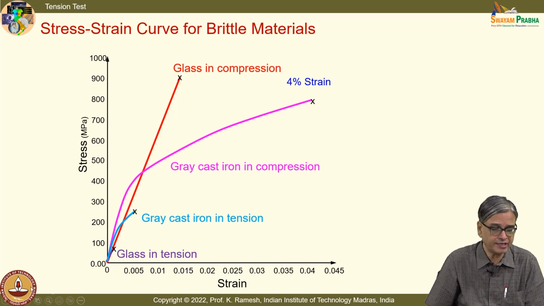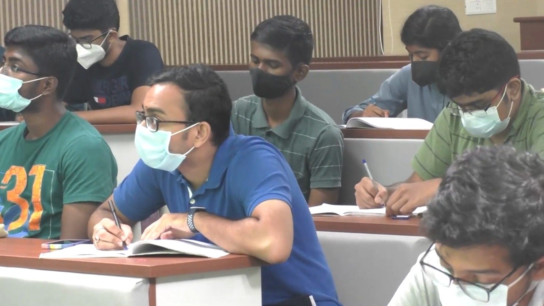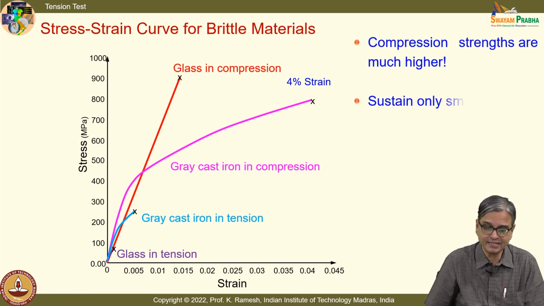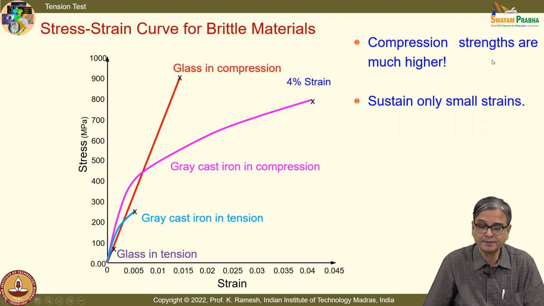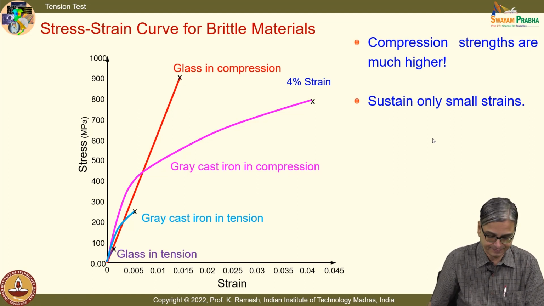Have you drawn the axis with numbers? Because I would like you to be sensitized on the numbers. It's very important. You should feel. We have seen glass is about 900 MPa in compression. Let us see what happens to mild steel. So what I have said is summarized here. Compression strengths are much higher. Sustain only small strains. These are all the important observations when you handle a brittle material.